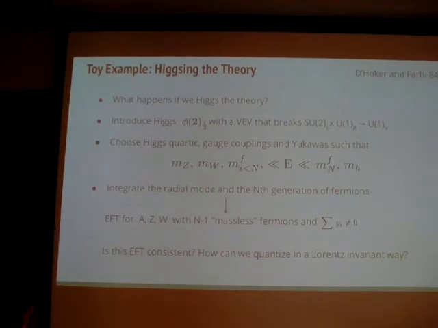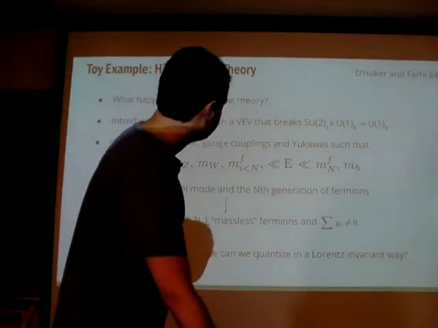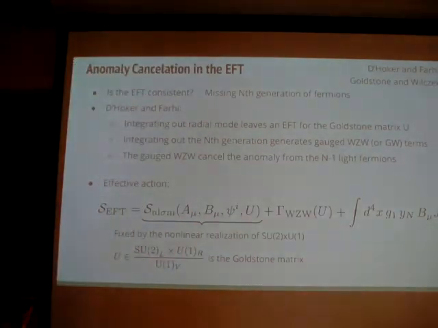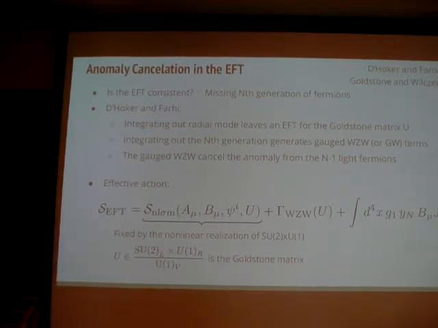We integrate out the nth generation of fermions, so we're left with a massless theory, but this time the sum of charges is not zero, so we were wondering if this EFT is consistent, and can it be quantized in a Lorentz invariant way. The solution that D'Hoker and Farhi told us is that by integrating out the nth generation of fermions, we're actually creating an effective Wess-Zumino-Witten term, actually a gauged one, and the variation of this term cancels the contribution to the anomaly from the n minus 1 light fermions. So the EFT is actually anomaly canceled, and we'll see this explicitly soon.